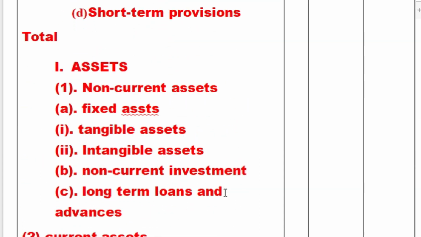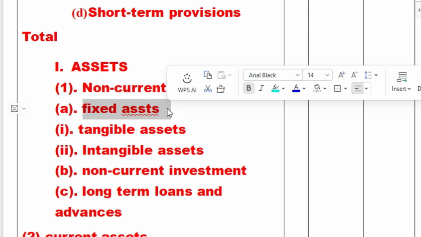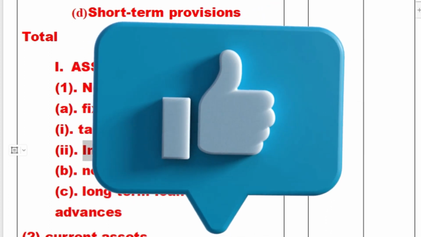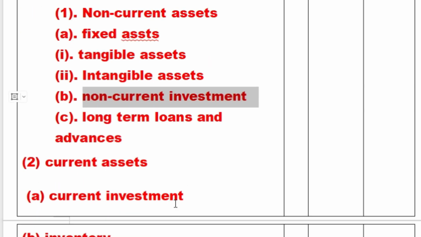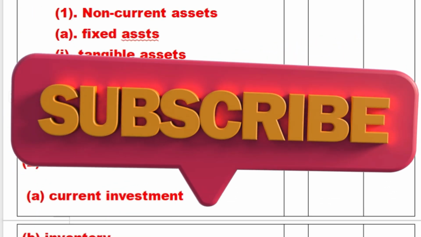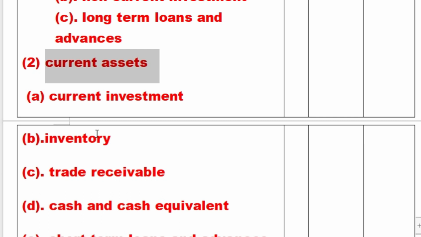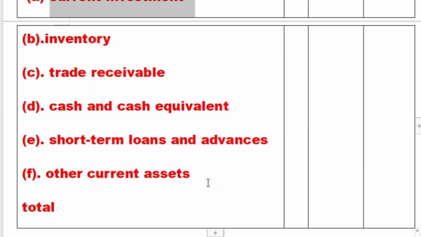Similarly, on the assets side, this is the major head, non-current assets, and under it the subhead fixed assets, which again has subheads: tangible assets and intangible assets. Then there is non-current investment. So this is the format of your company balance sheet. Current assets is the major head, and it has subheads like current investment and inventory. All right, so we have to remember these formats.